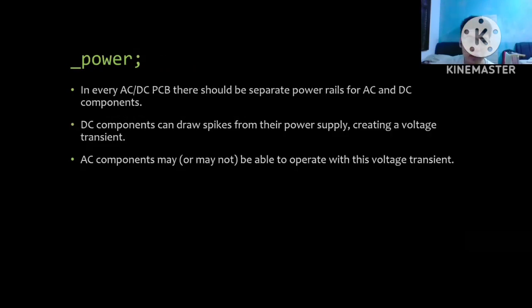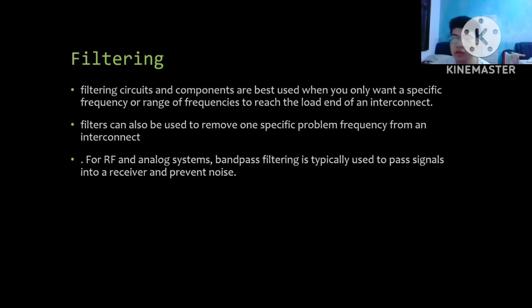So the next part is power. In every AC or DC PCB, there should be separate power rail for AC and DC component. DC component can draw spikes from their power supply, creating a voltage transient, while your AC component may be able to operate with this voltage transient. They will certainly not operate at the highest capacity. If the voltage transients are too large, they can produce errors in AC component or stop the circuit from working altogether.